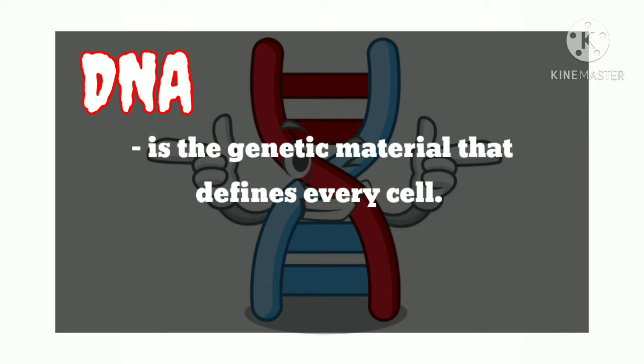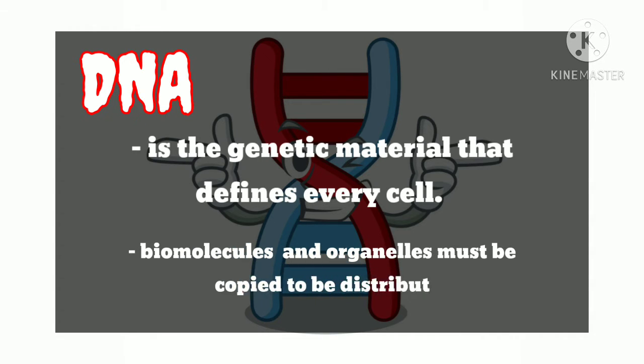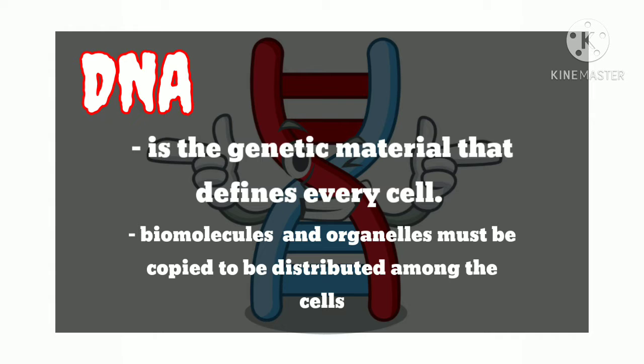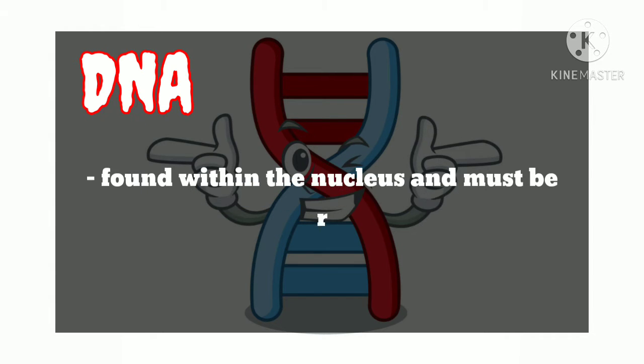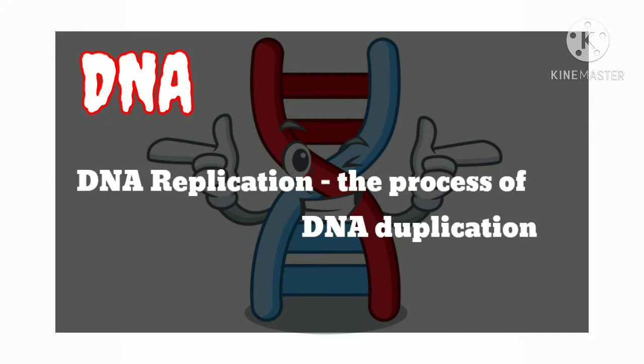Before a cell duplicates and is divided into new daughter cells through either mitosis or meiosis, biomolecules and organelles must be copied to be distributed among the cells. DNA found within the nucleus must be replicated in order to ensure that each new cell receives the correct number of chromosomes. The process of DNA duplication is called DNA replication.